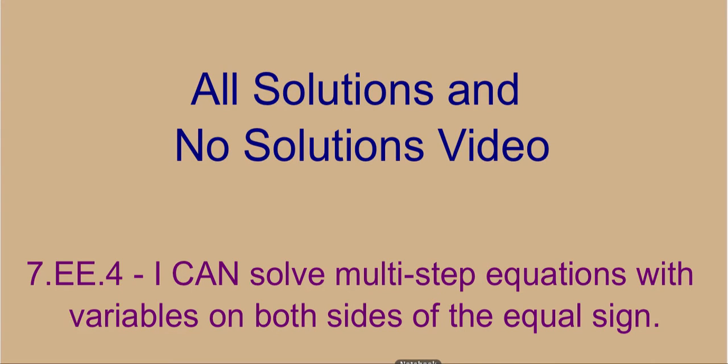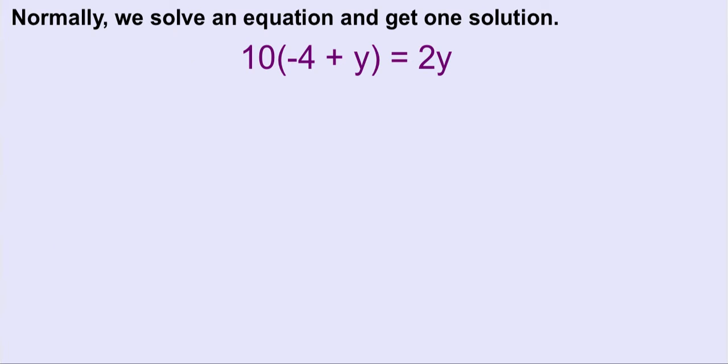This is our last bonus lesson. This is our last one with variables on both sides. And this one's called all solutions and no solutions. And you'll very quickly see why that is the case. So normally when we solve an equation, we're going to get just one nice, neat answer to our problem.